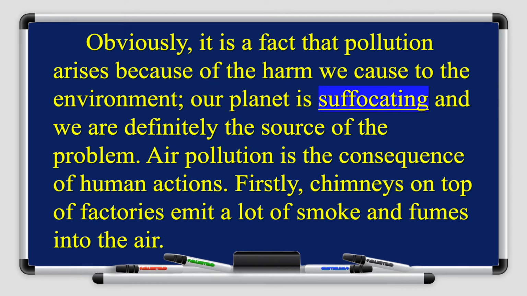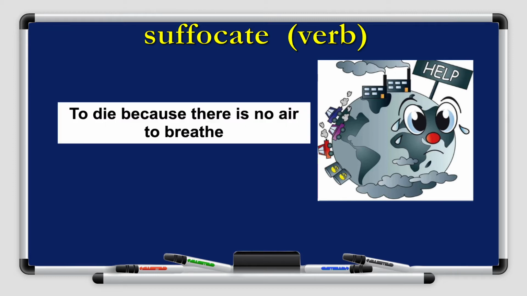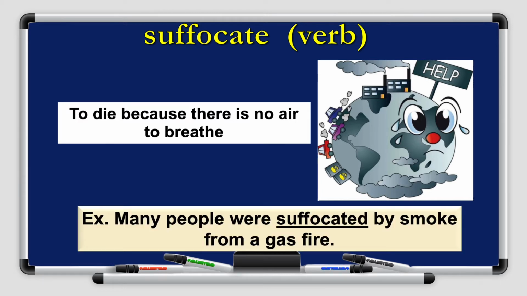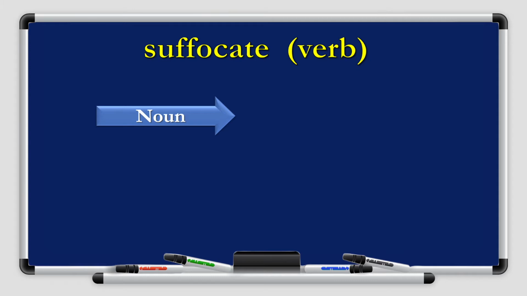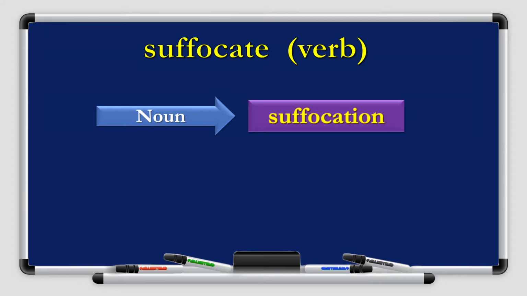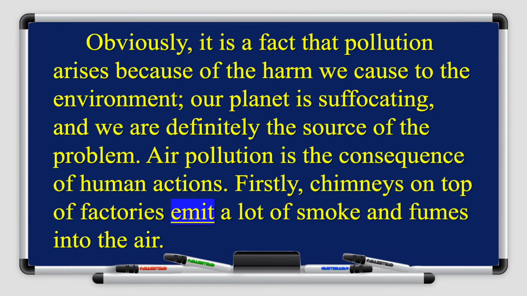Moving on to the second word in today's episode. Our planet is suffocating. Suffocate is a verb. What is the meaning of the word suffocate? Suffocate is to die because there is no air to breathe. He will suffocate and die. An example is many people were suffocated by smoke from a gas fire. The noun of the word suffocate is suffocation, and its adjective is suffocative.